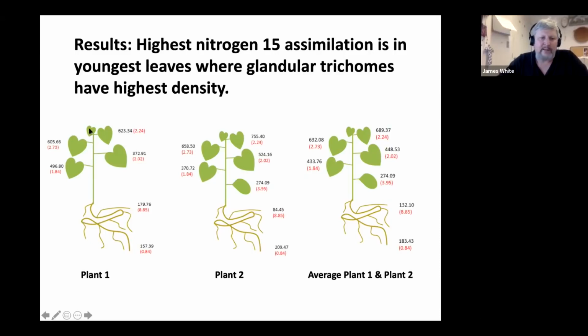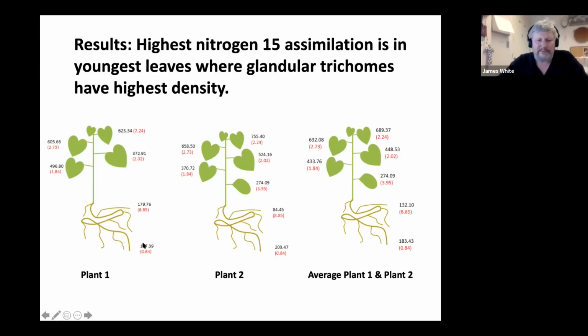This diagram shows plantlets, the Portia tree plantlet. You can see younger leaves right there, the little hearts, and the older leaves down below. If you look at the big numbers, you can see on these younger leaves, like plant 1, 623.34, and that's a figure for delta 15N versus air. That's a big number with respect to how much nitrogen 15 was absorbed compared to the roots themselves.